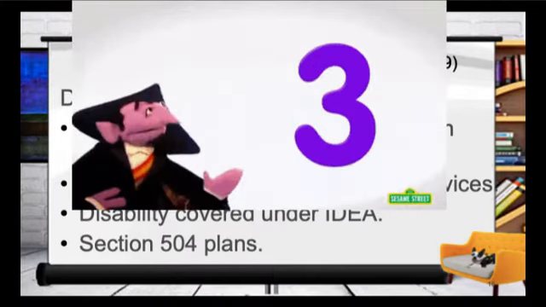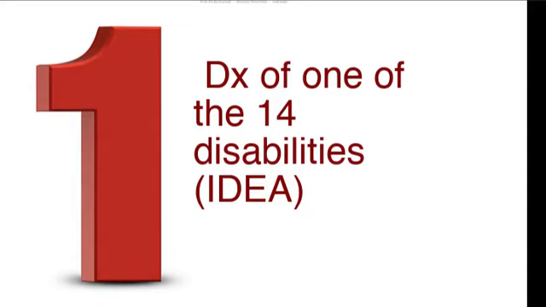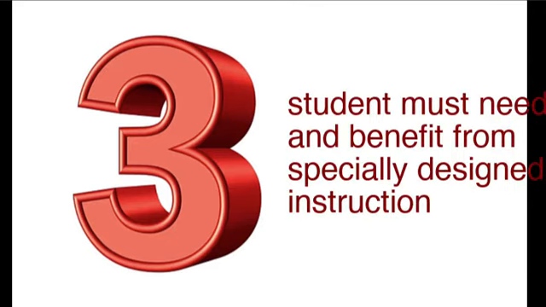Now, there are 3 requirements for a child to be eligible to receive special education services. First, there must be a diagnosis of one of the 14 disability categories under IDEA. Second, the disability has to negatively impact the child's educational performance. And third, the child must need and benefit from specially designed instruction.